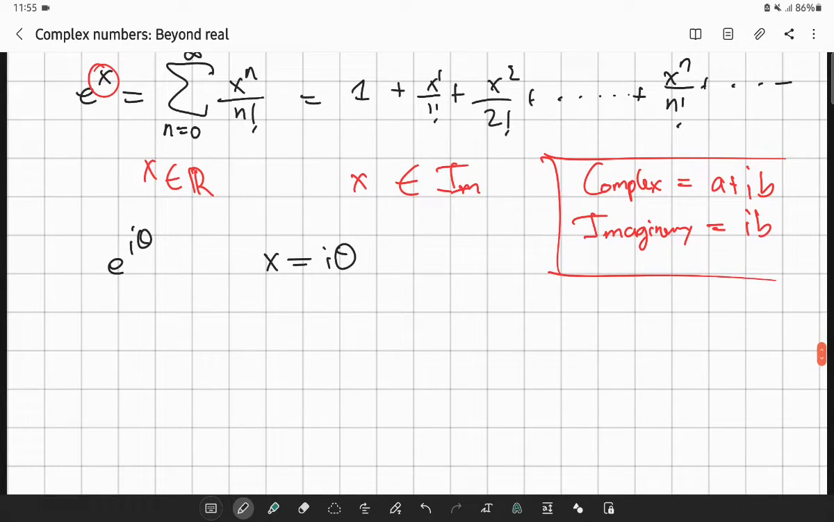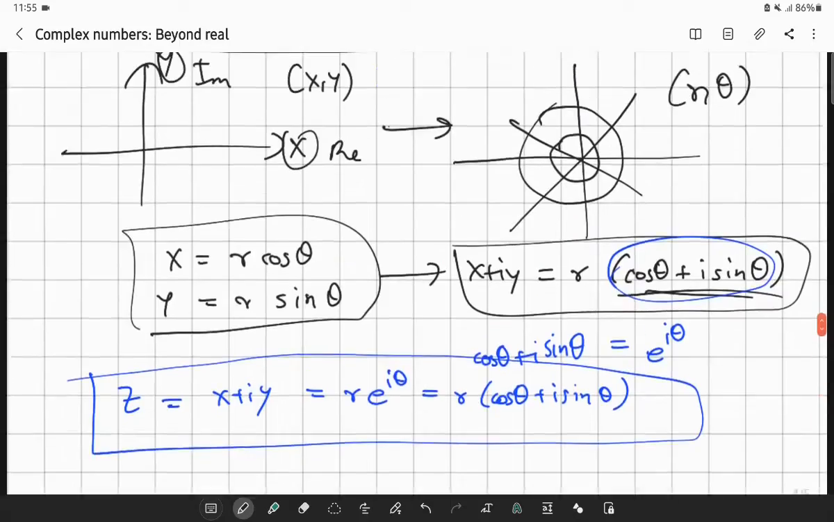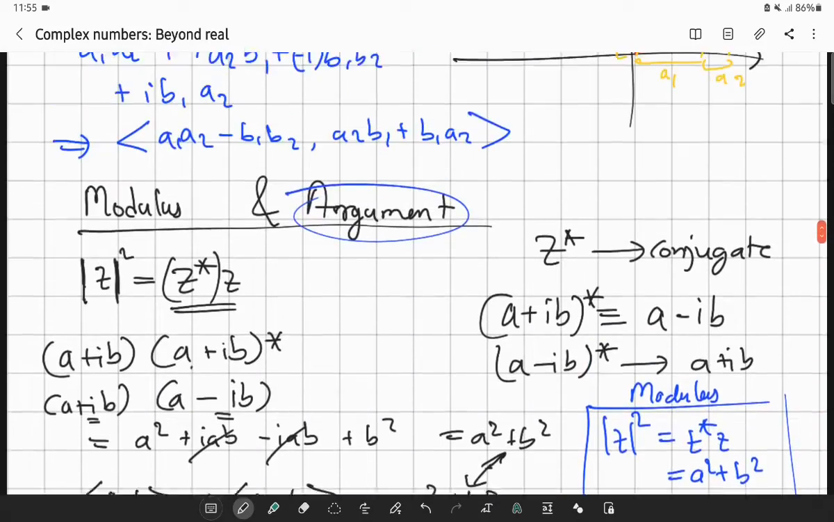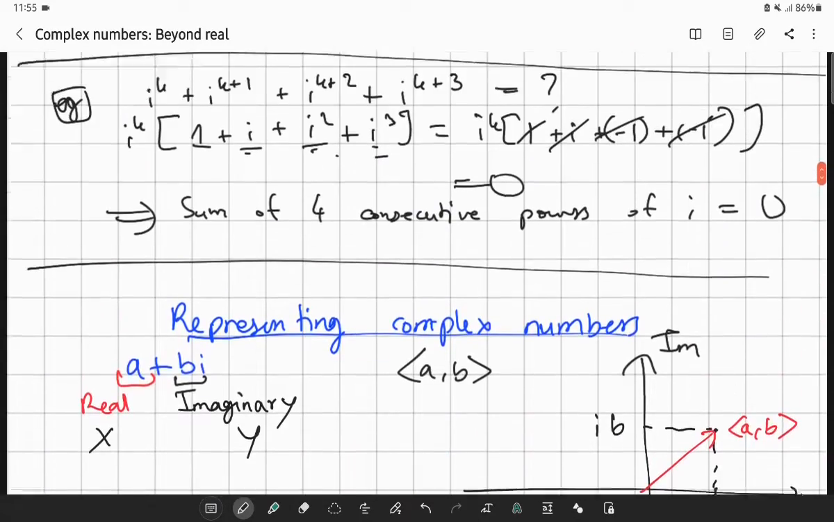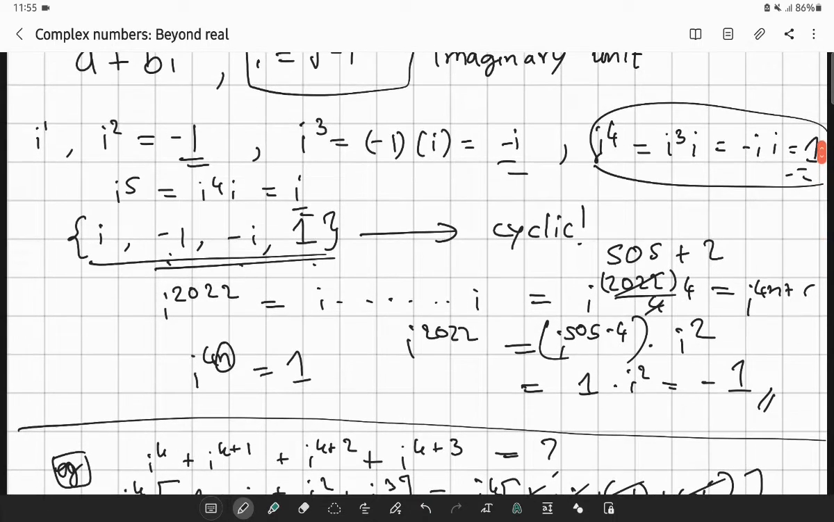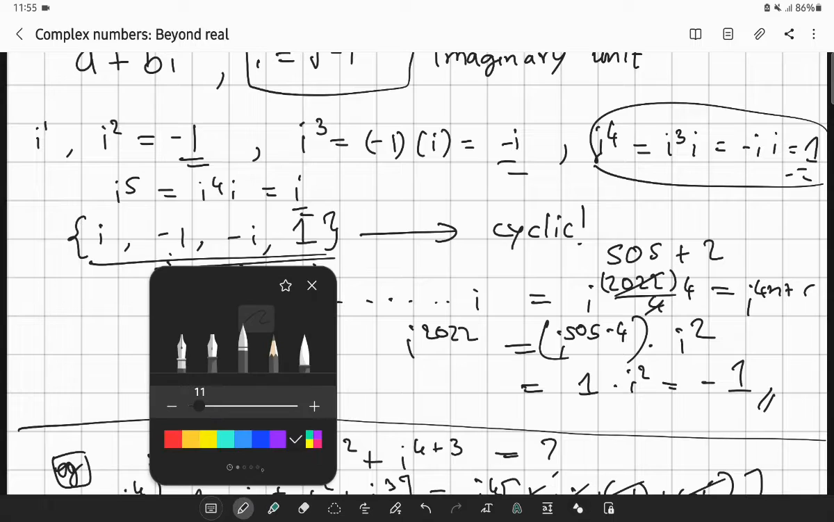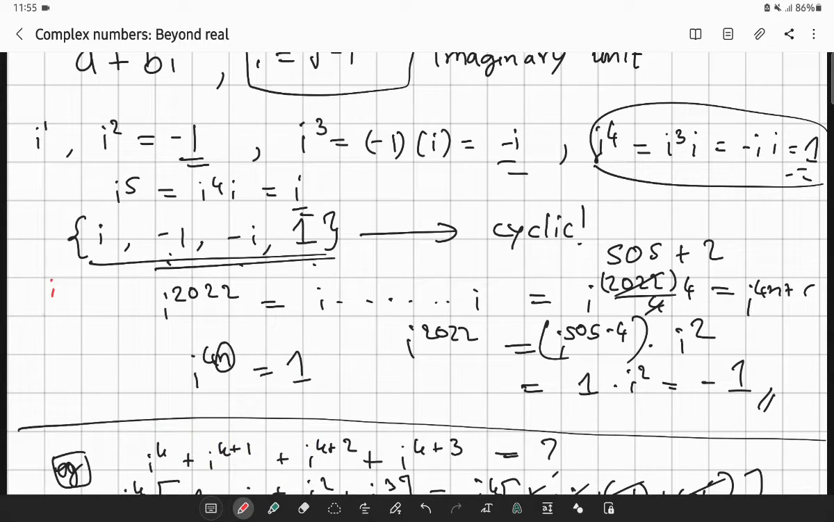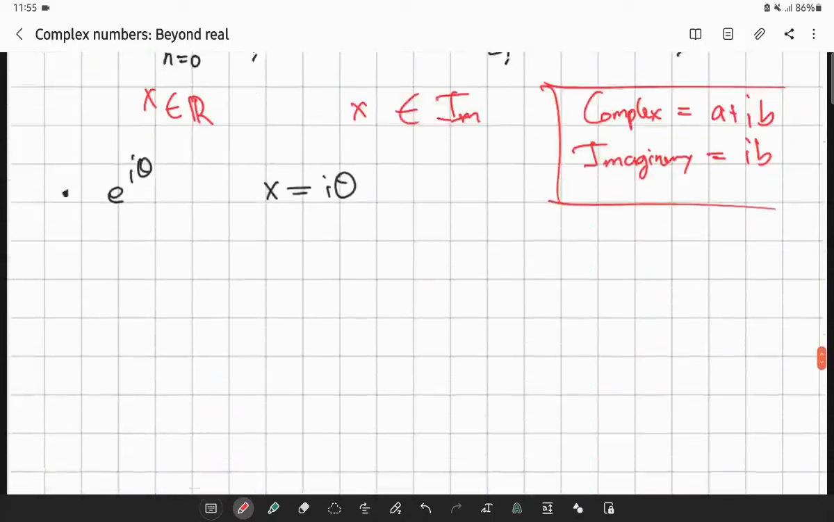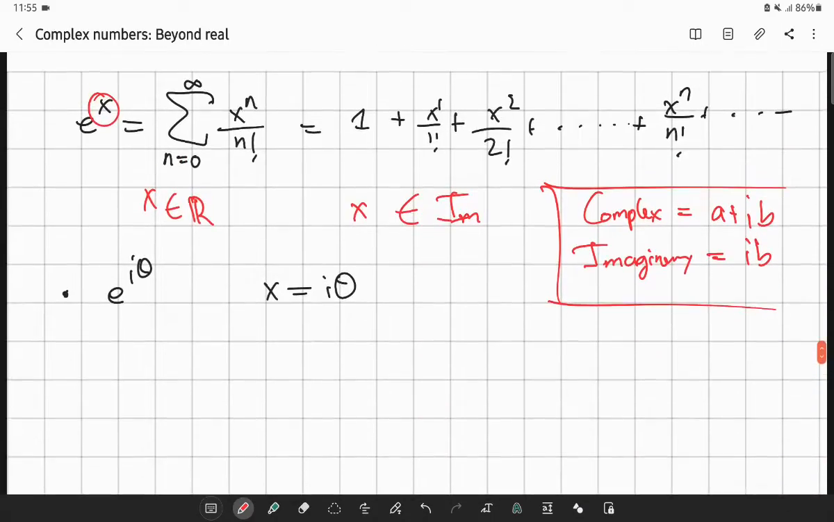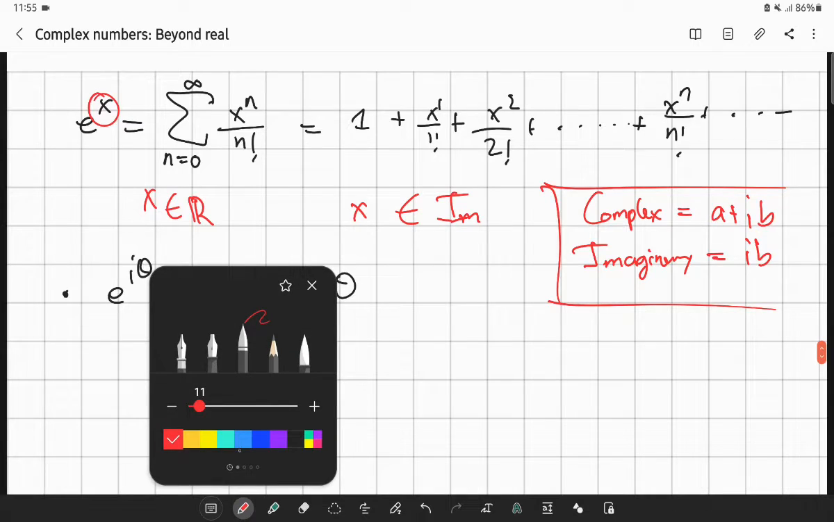Now here again, another fact will be useful. Which one? The fact that I told you, the powers of i are periodic. They repeat like this. I have i, minus 1, minus i, and 1. This pattern repeats again and again and again. This is the pattern for i raised to n. I'm going to use this here in a moment. I'll show you how I'm going to use this.